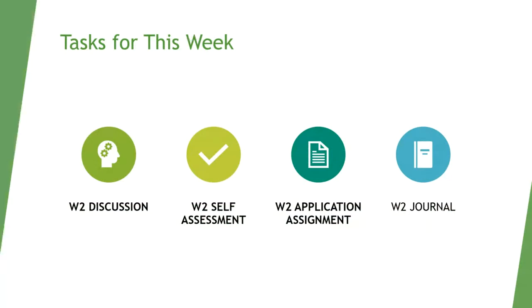Moving on to your tasks for the week. So you have 4 things. Again, you have your discussion, the self-assessment, the application assignment, and the journal. So this is standard, except for weeks 4 and 8, where you'll have 5 things to do for each week. So you want to make sure that you keep track of everything you need to do.